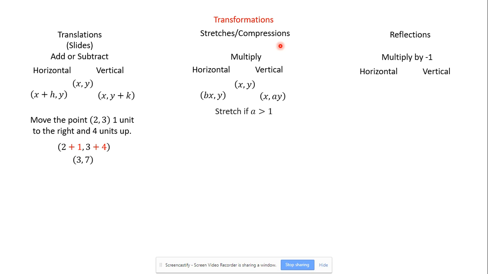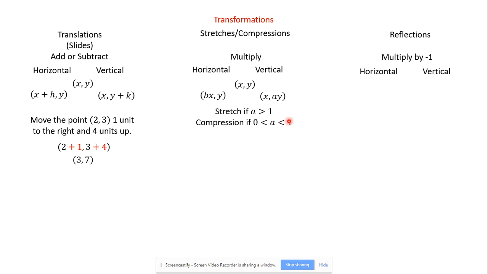A stretch is going to be if A or B is bigger than 1. So if you're multiplying by a bigger number, it's going to get bigger. A compression is if it's less than 1, but bigger than 0. And here I have A, but that works for B as well. Both of them have the same rules. So it's a compression if it's less than 1, but bigger than 0.